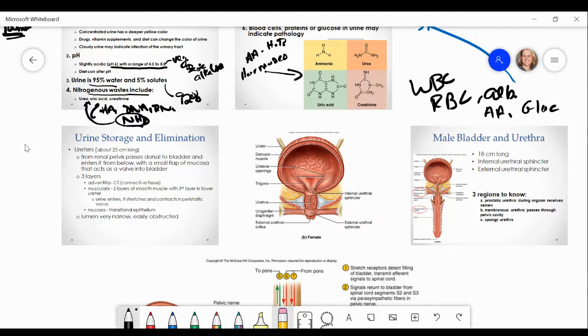And we want to keep our red blood cells, we want to keep our white blood cells, we want to keep our albumin for the functions they serve, for osmosis and immune and oxygen carrying capacity. All right. So that's what urine should look like.